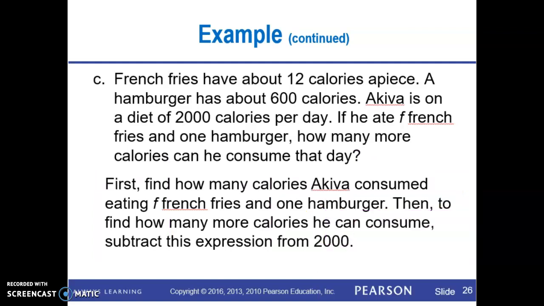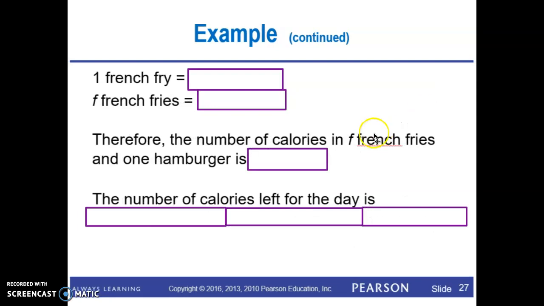Okay, so let's think about what we have here. First, we need to find out how many calories Akiva consumed after eating F French fries and one hamburger. How many calories did he consume in that one meal? And then to find out how many more calories he can consume, I'm going to need to subtract that from 2,000. I'm going to have to do some simplification there as well. Okay, let's think through that.